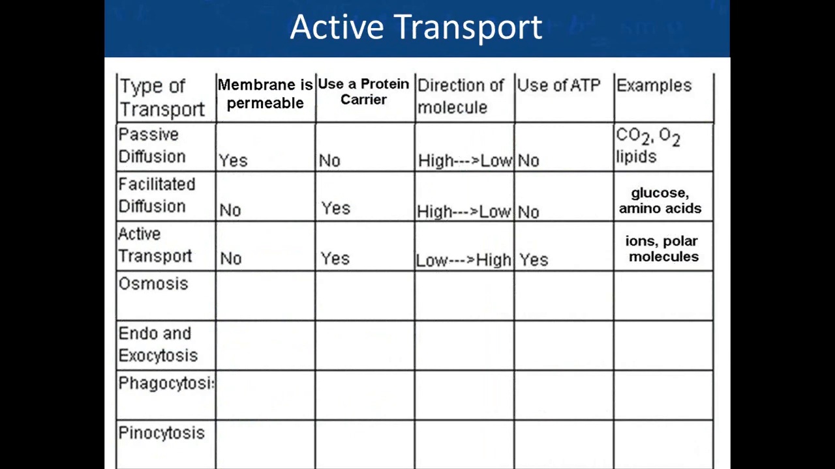So now looking at this summary of active transport. Is the membrane permeable to the molecule? The answer is no. Did we need a protein carrier? The answer is yes. However, the direction, we had to go against a concentration gradient. We were going from low concentration to high concentration, like putting perfume molecules back into the bottle. In order to do that, it required energy in the form of ATP. Things like ions and polar molecules will often need active transport to go across the membrane.